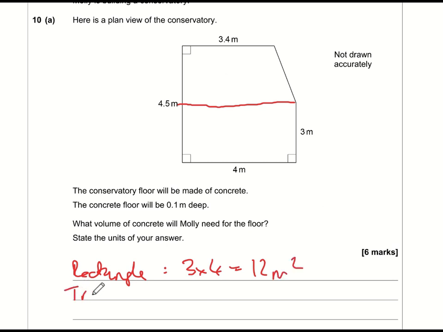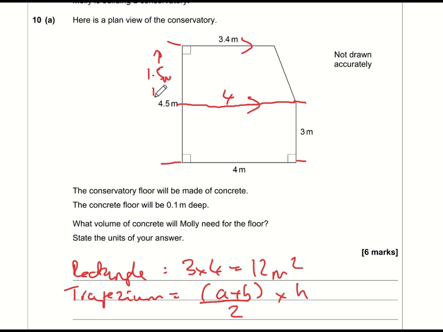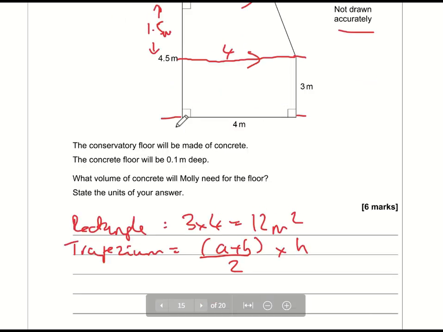And here we've got a trapezium. Now the formula for the area of the trapezium is A plus B over 2 multiplied by the height, where A and B are the parallel sides. So these are the parallel sides here. And we want to work out the height. Well, if the height of the whole thing is 4.5 and the height up to here is 3, then this has got to be 4.5 minus 3, so this is 1.5 meters. It's not drawn accurately. We can see that it certainly looks like it's not been drawn accurately.